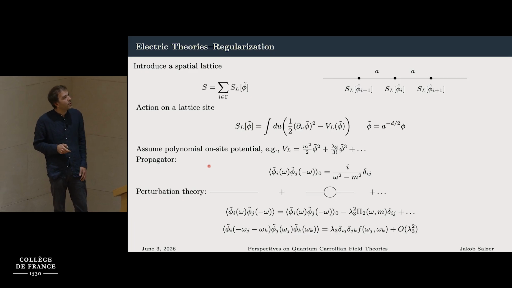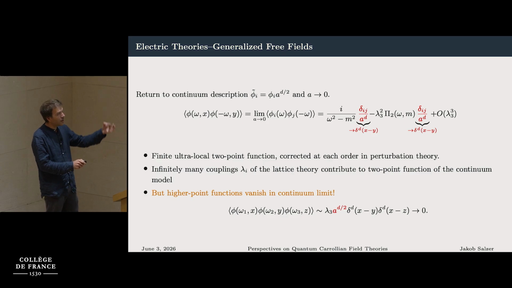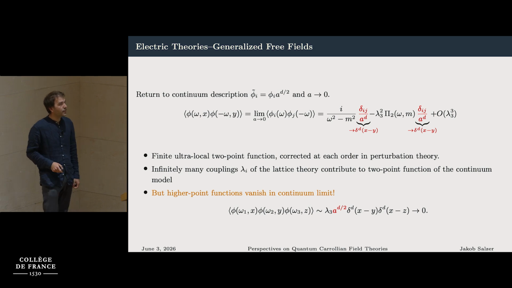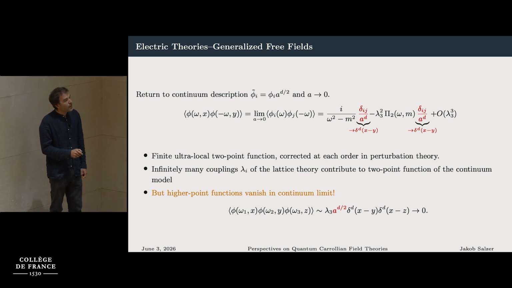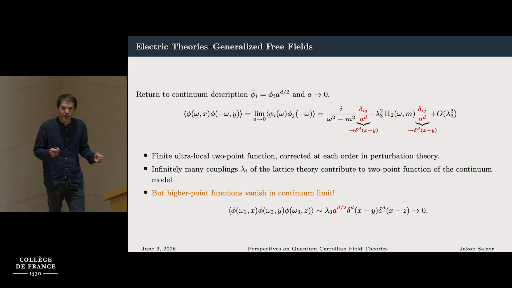Okay, that was very simple, but this is still on the lattice, and we want to get back to the continuum description. So what we want to do is undo this rescaling. We go back to the phi variables, which are rescaled versions of this phi tilde, which are the quantum mechanics on each point, and set the lattice spacing to 0. So this propagator from before now just gets multiplied by 1 over a to the d, which in the continuum limit gives you a delta function. This is nice. This is just what we expect.